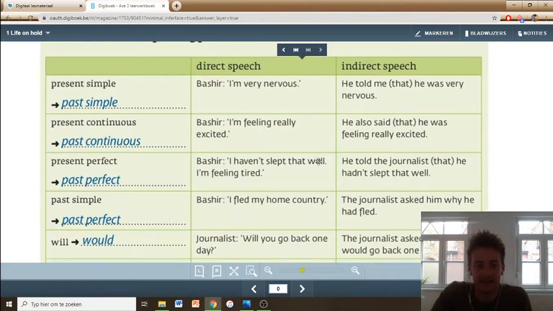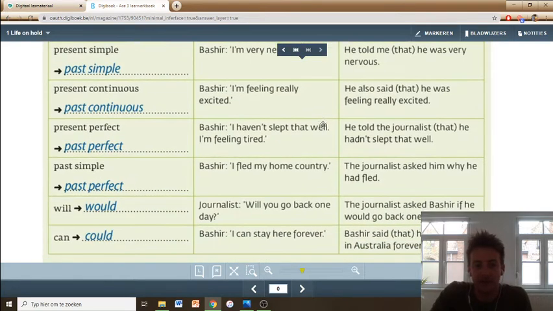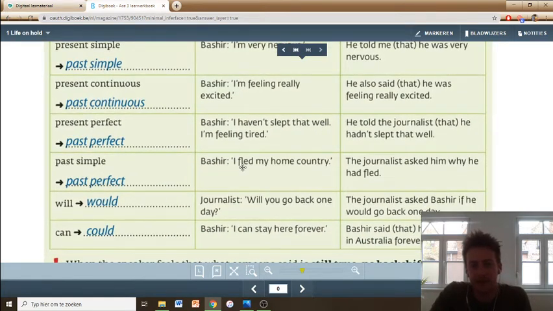What about the past tenses? We have the past simple, for instance. Bashir here says, I fled my home country. This took place in the past, therefore we use a past simple. But in indirect speech, this also becomes past perfect, as you can see here. The journalist asked him why he had fled the country. Had is the past form of to have, and fled is the past participle, so you have a past perfect.